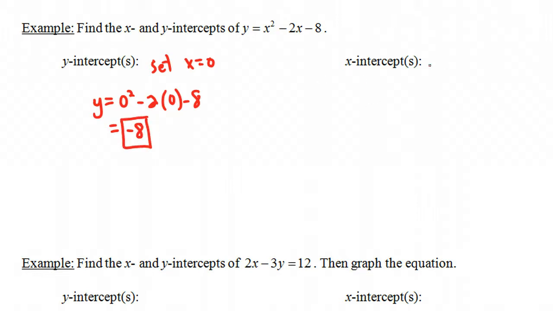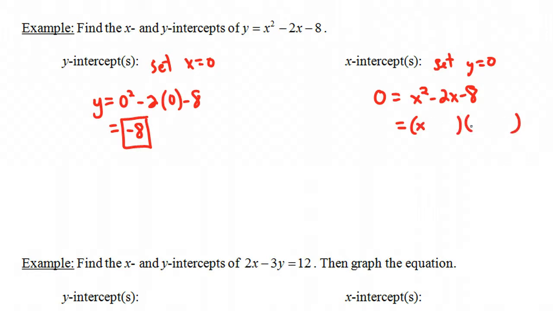To find the x-intercepts, we have to set y equal to 0. In this case, we have 0 is equal to x squared minus 2x minus 8. And now we need to solve this for x. Now, there are a couple ways that we could solve this. We'll talk about this a little bit later. One way is to use the quadratic formula. But I think the easiest way is to factor this. Okay, so I'm assuming that you have seen factoring before.